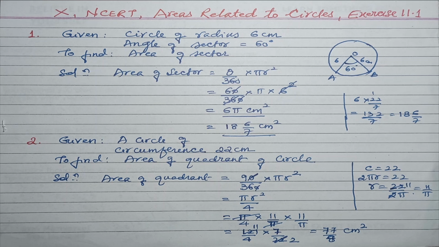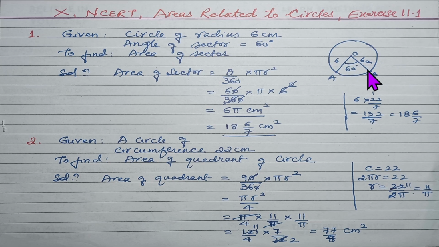Welcome to MRL. In this learning session, we will be learning the solutions of exercise 11.1 of areas related to circles of the 10th CBSE NCERT textbook. Now in the first example here, we are given a circle of radius 6 centimeters. The angle of the sector is 60 degrees.